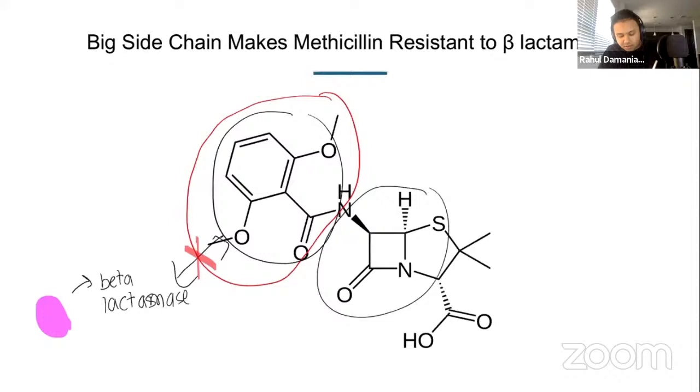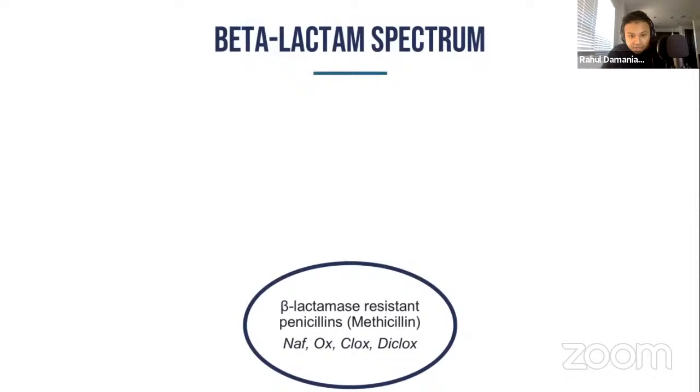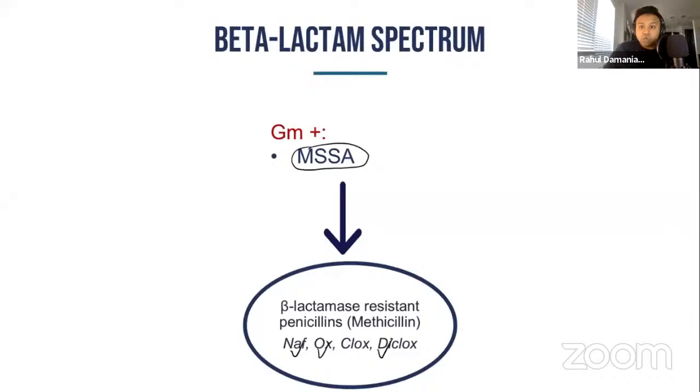And so the beta-lactamase-resistant penicillins are going to be known as methicillin. And then I like to use the mnemonic naf-ox-clox, declox. Naf-ox-clox, declox. So nafcillin, oxacillin, dicloxacillin. And they primarily are going to be used for MSSA infections or gram-positive infections.